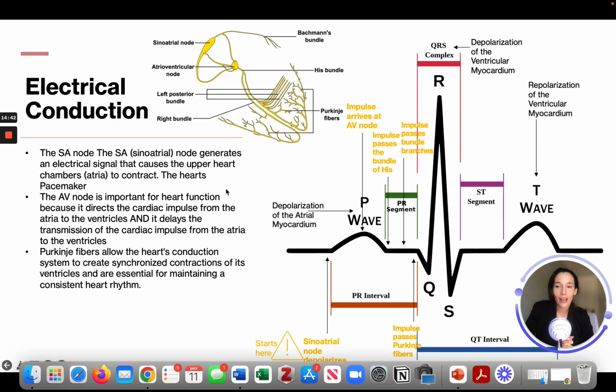Purkinje fibers allow the heart's conduction system to create a synchronized contraction of the ventricles and are essential for maintaining consistent heart rhythm. So for the ATI TEAS, you just need to understand that the SA node is the electrical system of the heart, and it is what causes the heart chambers to contract. That's what I would pretty much take away from this.